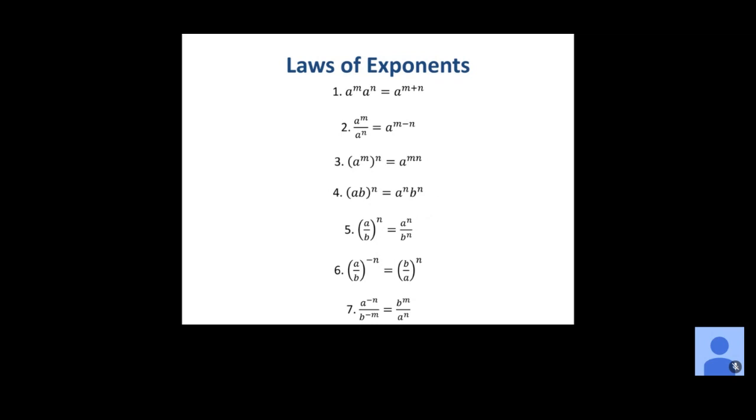And then the fourth law here, if you have a product in parentheses, we have two different bases being multiplied together, and they're both raised to the n power, we can actually distribute that exponent to both of our terms there, right? So we get a to the n times b to the n. And then the same thing is true if we have division inside of our parentheses. So a divided by b, all raised to the n power, we can actually raise a to the n and then divide that by b to the n.